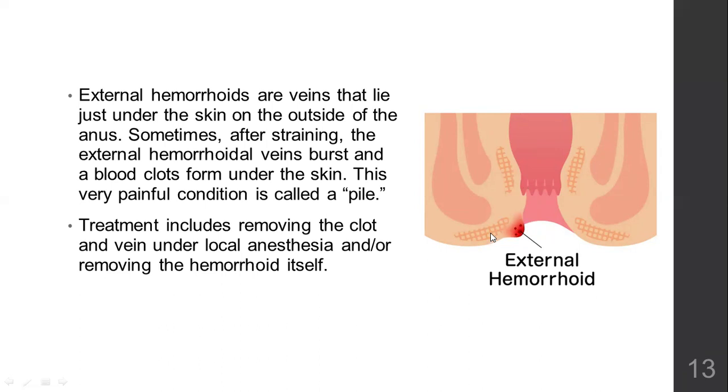Okay, just outside. So this area also has veins, and because of sitting for a long period of time on the commode, blood can get pooled here as well, leading to hemorrhoids. Sometimes after straining, the external hemorrhoids can burst, and it can form blood clots under the skin. Even though the hemorrhoids are bursting, it will not bleed out, it will just cause blood clots under the skin, which is visible, and this is what we call piles.